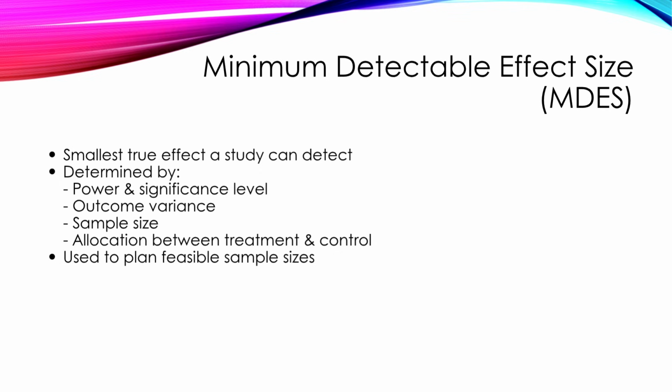Well, the MDES is the smallest true program effect, beta, that a study can detect with a specified power and significance level. It's derived from the distributions of the estimator under the null and alternative hypothesis, and it's effectively the sum of the t-values multiplied by the product of the standard error multiplied by the OLS estimate of b.